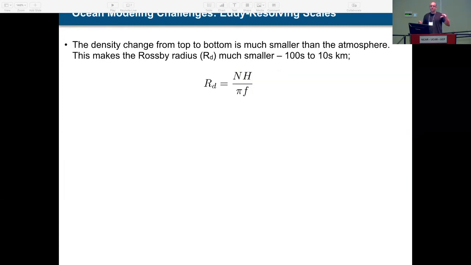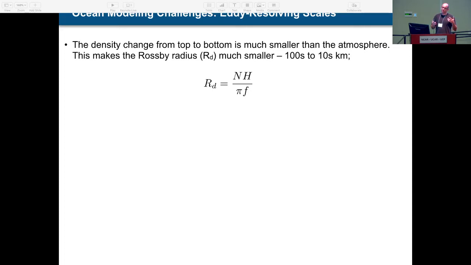So going back to the difference between the ocean and the atmosphere, the changes in density from the top of the atmosphere to the bottom of the atmosphere are much larger than in the ocean. And that affects the so-called Rossby radius of deformation, which is given here. N is the Brunt-Väisälä frequency, H is the vertical dimension of the domain, divided by pi, and f is the Coriolis parameter. In the ocean, the first radius of deformation is on the order of hundreds to tens of kilometers, while in the atmosphere it is an order of magnitude larger.